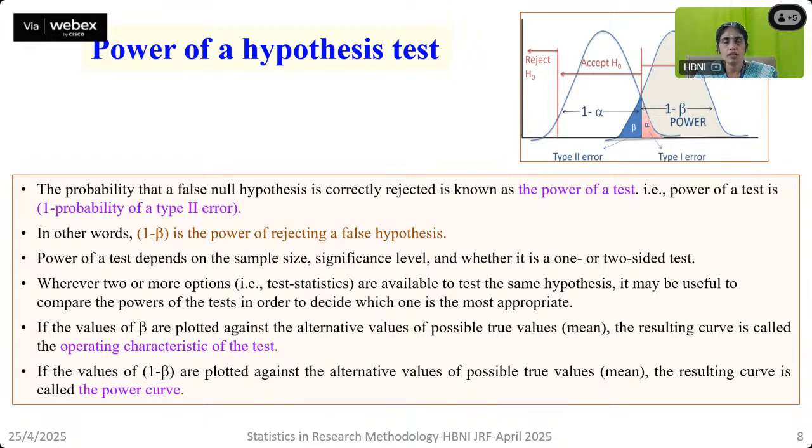Now we come to another term called power of a hypothesis test. We had learned the types 1 and 2 errors during hypothesis test. Type 1 error is also known as alpha error. Type 2 error is known as beta error. The power of a hypothesis test is nothing but the probability or the area shown by this gray shaded region. Gray shaded region is called the power. That is defined as the power of a hypothesis testing.